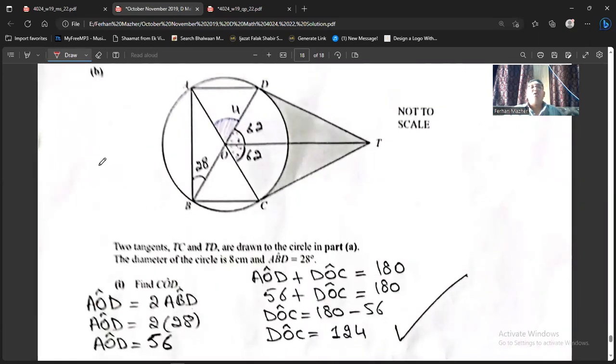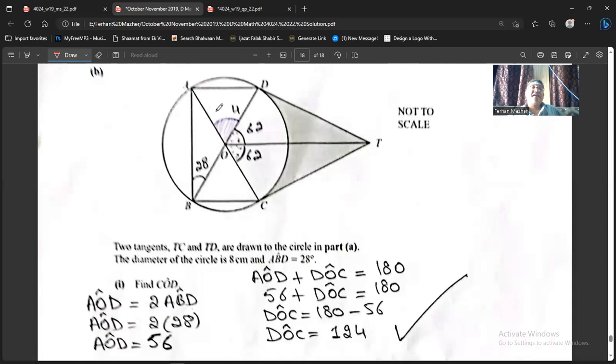So the AOD angle will be 2 times the ABD angle, because look at this chord AD, it came to the center and it came to the circumference. The angle at the center is 2 times the angle at the circumference. So this angle here will be 2 times 28, and that will be 56. So the AOD angle is 2 multiplied by 28, that is 56.